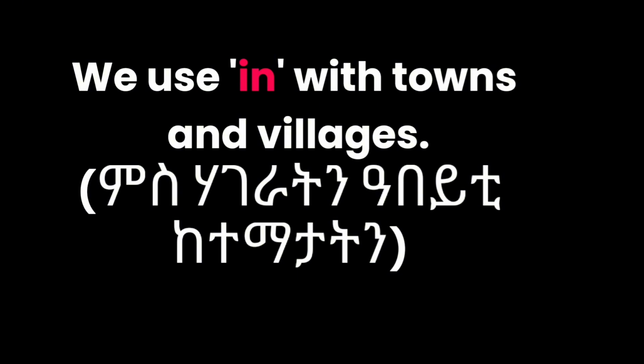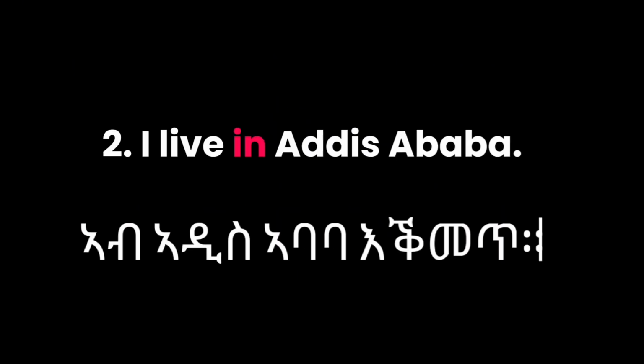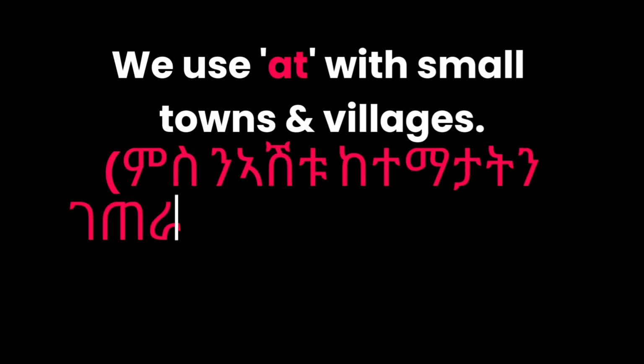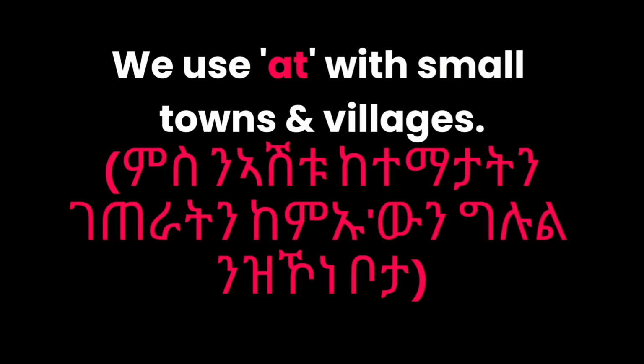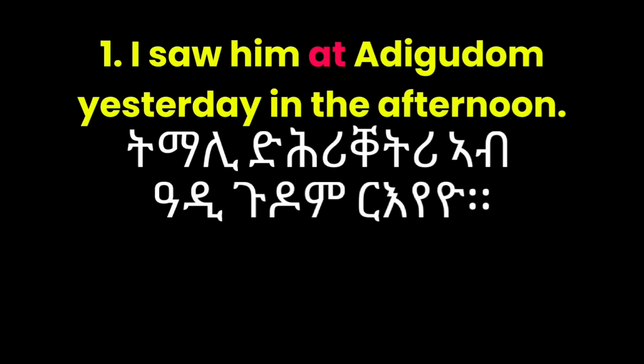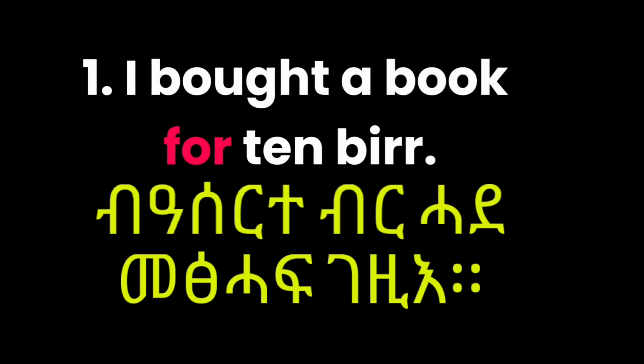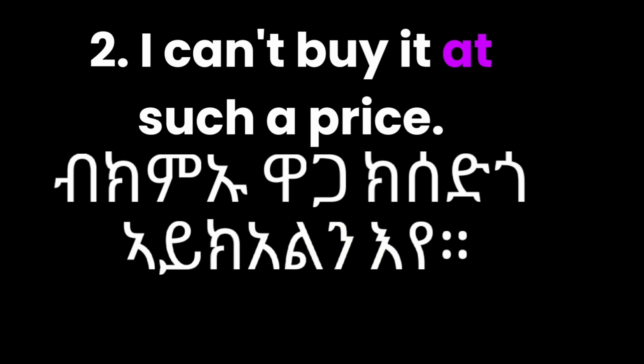In and at. We use in with towns and villages. Example. 1. Made in Ethiopia. 2. I live in Addis Ababa. We use at with small towns and villages. Example. 1. I saw him at Adigudum yesterday in the afternoon. For and at. We use for when we refer to the actual sum paid, but at for the price generally. Example. 1. I bought a book for 10 birr. 2. I can't buy it at such a price.